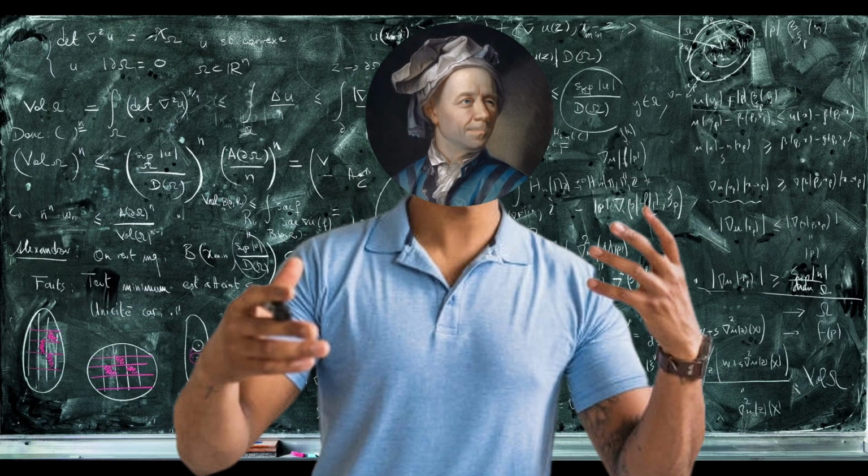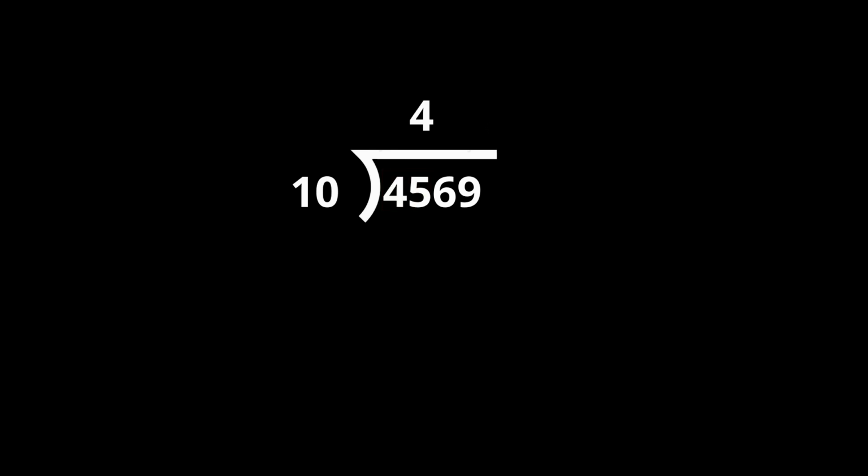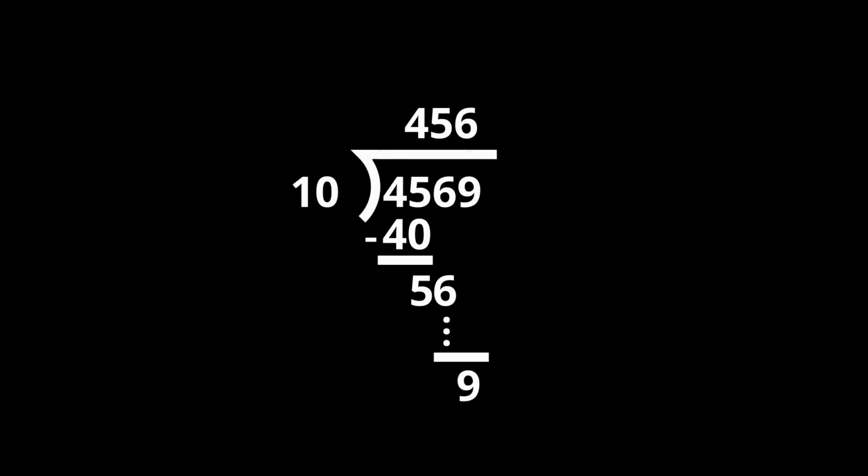This is how I was taught division, minus the whooping, of course. 4,569 divided by 10. How many 10s fit into 4? That's 0. How many 10s fit into 45? That's 4. 4 times 10 is 40, and 45 minus 40 is 5. Bring down the 6 and repeat these steps. And at the end, your remainder is the last digit, and the answer holds the rest of the digits.